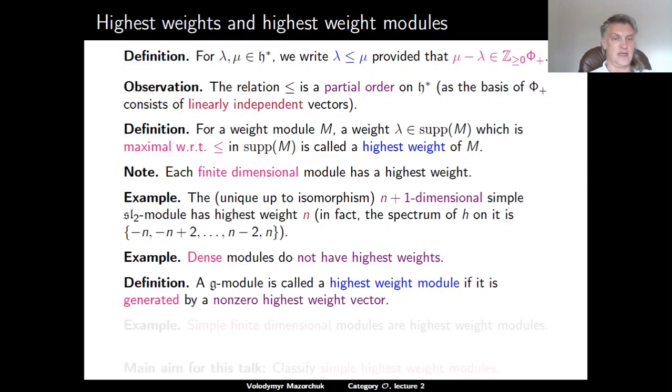So now the next main definition. A g-module is called a highest weight module if it is a weight module and it is generated by a non-zero highest weight vector, so a non-zero vector belonging to some highest weight space. So for example, simple finite dimensional modules are obviously highest weight modules because they have highest weights and they are generated by any non-zero vector.